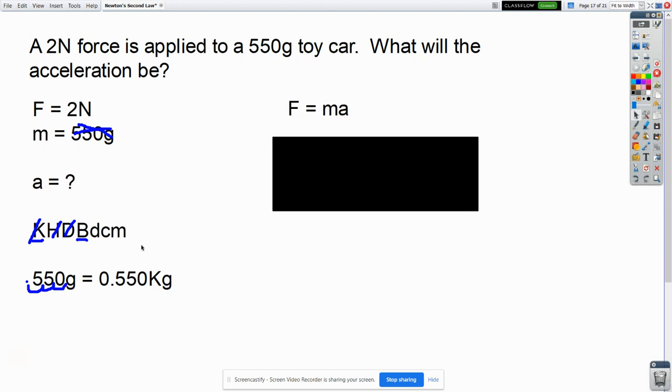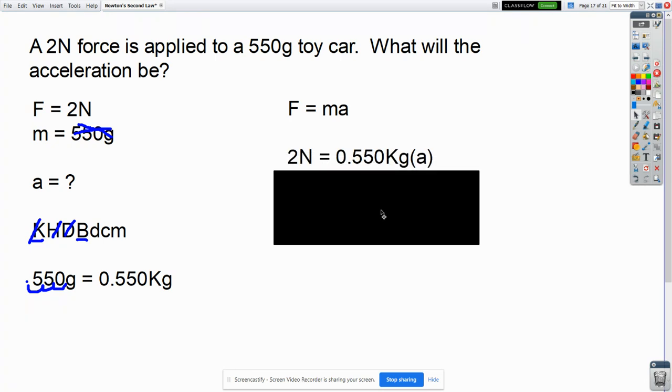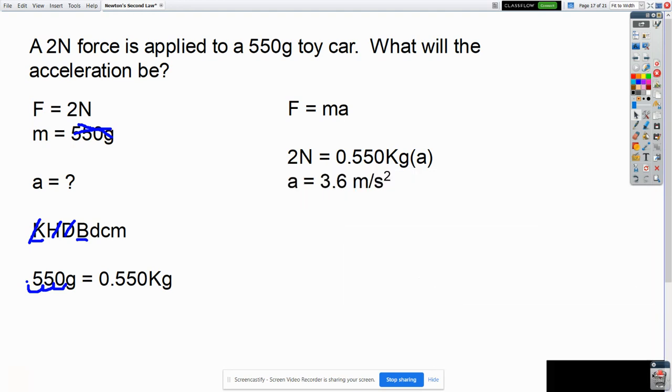F equals m times a, that's the equation we're using. Force is 2 newtons, the mass we're going to go with 0.550 kilograms times a. To move the 0.550 kilograms, we have to divide both sides by it. 2 divided by 0.550 is 3.6. And the units will end up being meters per second squared. Again, this is a kilogram meter per second squared, and we are dividing it by kilograms. That will cancel the kilograms out and leave you with nothing but meters per second squared.